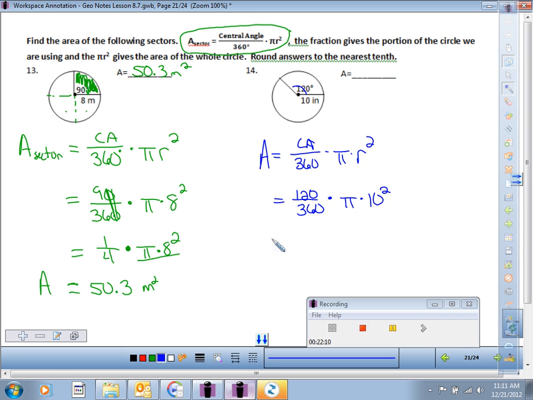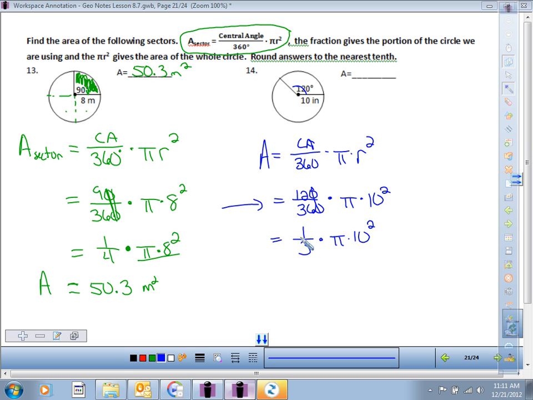Okay, what I'm going to do now, again, you can take this right here. Go throw in your calculator, 120 over 360 times pi times 10 squared. What I'm going to do is I'm going to simplify this. This fraction simplifies all the way down to 1/3 times pi times 10 squared. So what we are calculating here is 1/3 of the circle because this area contains 1/3 of the circle.